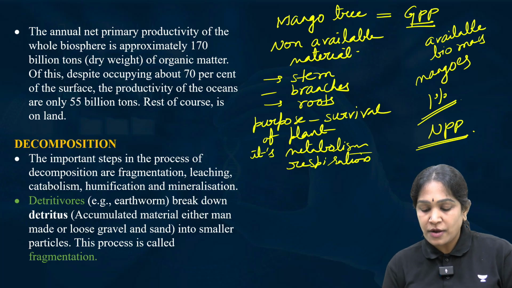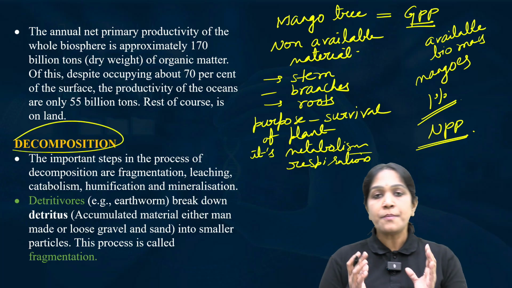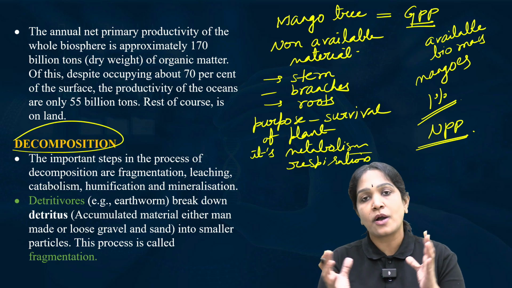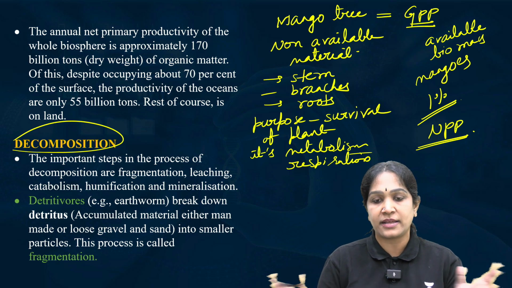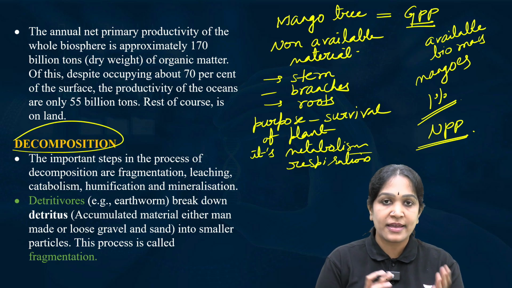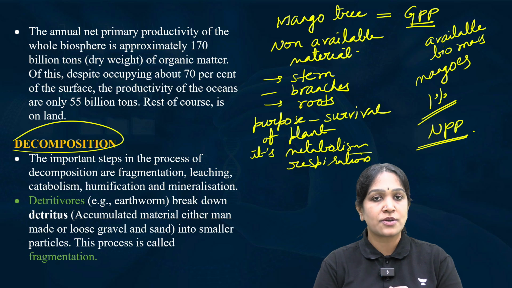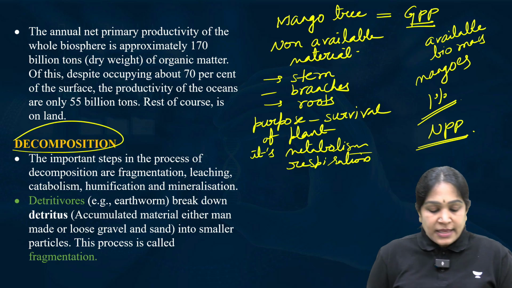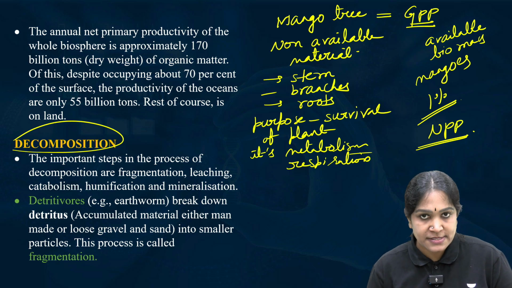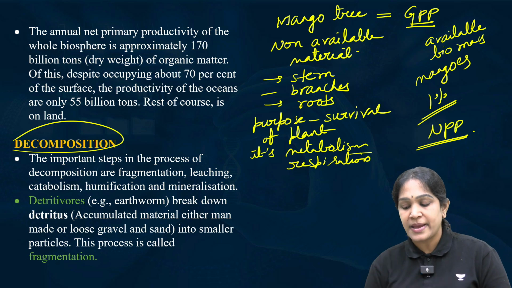Now moving on to decomposition. Decomposition is the disintegration or breaking down of complex material into simpler material. Bacteria, fungi, etc. will perform this process called disintegration. In the disintegration or decomposition, we have a few steps. Let us understand them step by step.